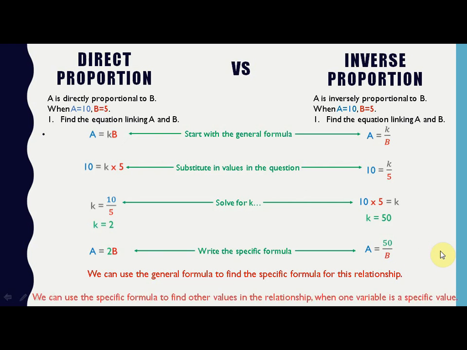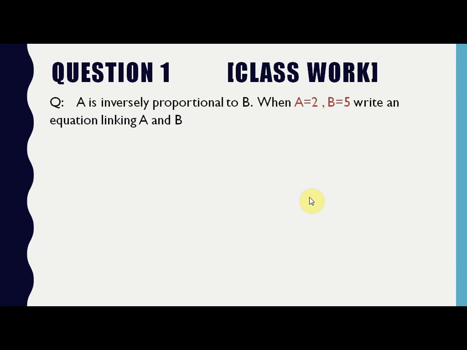Now move on to question number 1. Question number 1, for the classwork, is: A is inversely proportional to B. When A is equal to 2, B is equal to 5. Write an equation linking A and B. So first start from that. A is inversely proportional to B. It means that A is equal to K divided by B.